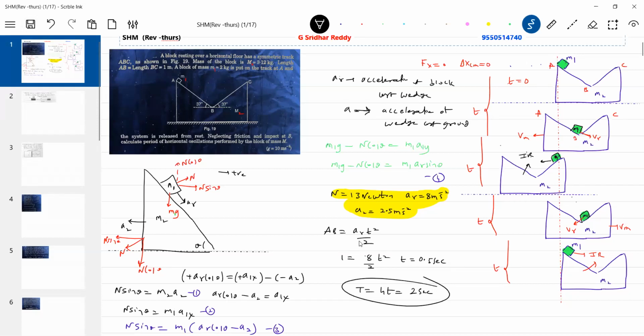Okay, one thing we should make clear. Is it SHM? No, it's only oscillatory motion. The block has oscillatory motion and is not an SHM. Not an SHM. This is very important.